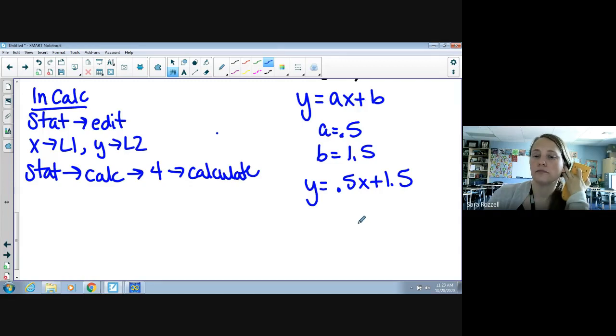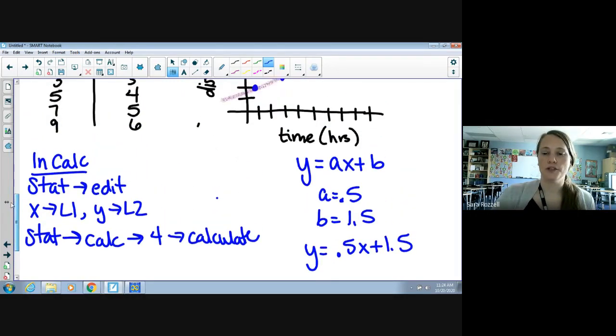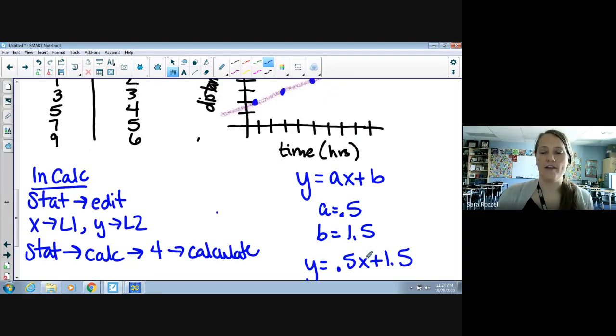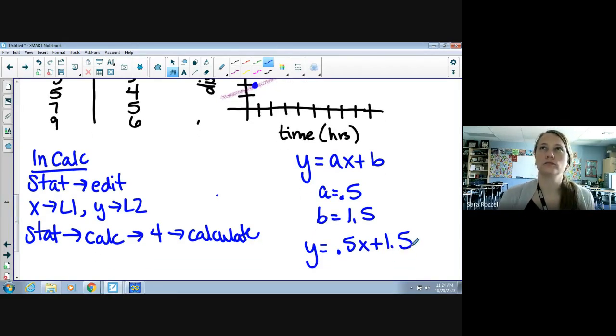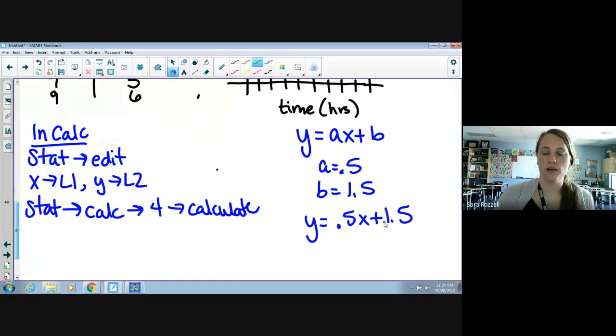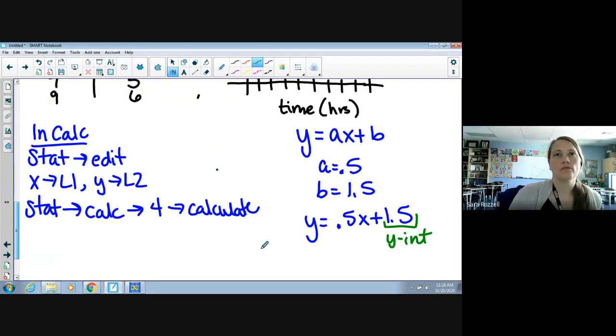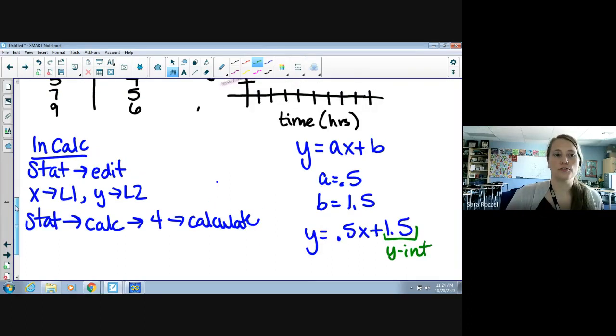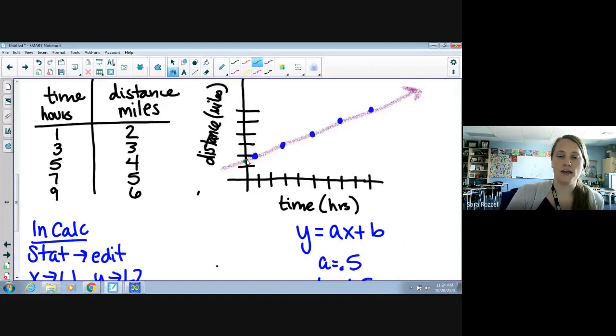All right. And part of your assignment today is to be able to interpret what these numbers mean in the context of your problem. So we're going to go back up to our original problem, but the equation of this line is 0.5x plus 1.5. All right. What is 1.5? Is that the slope or the y-intercept? Y-intercept. That is your y-intercept. So our b value is going to be our y-intercept. Okay. So if somebody asks you to describe the y-intercept in words, it's right here, 1.5.